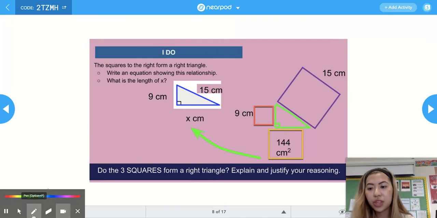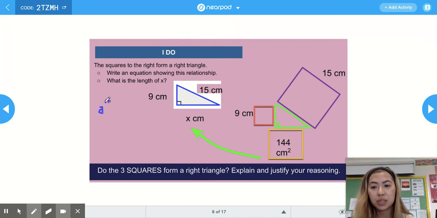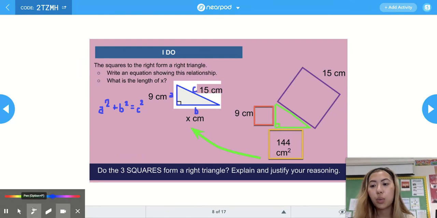So we know that the Pythagorean Theorem equation is a squared plus b squared is equal to c squared. And so this is just one of the equations that you're going to have to memorize. And we have to remind ourselves that this height is always going to be our a value, and that this base length is always going to be our b value, making our hypotenuse always our c value. So what we're going to do now is plug in all those numbers into this equation.